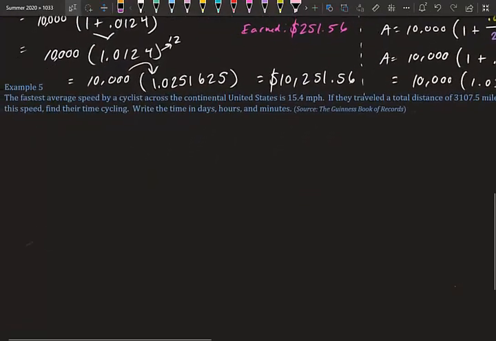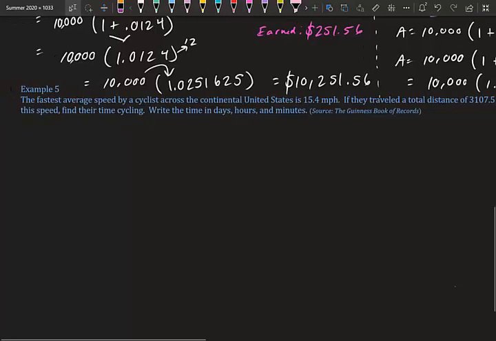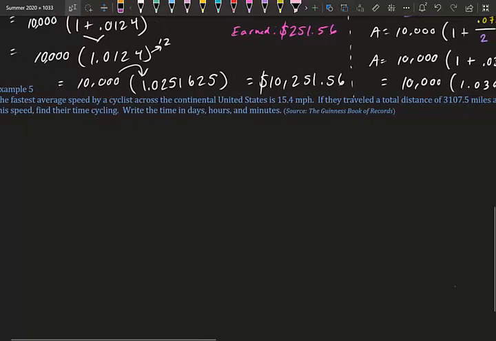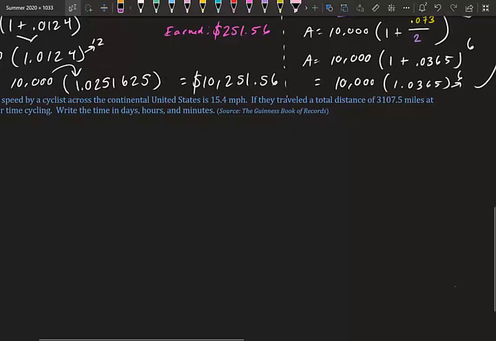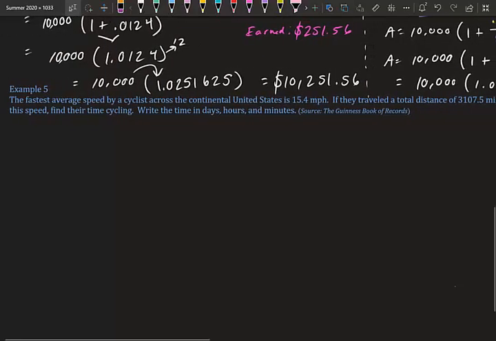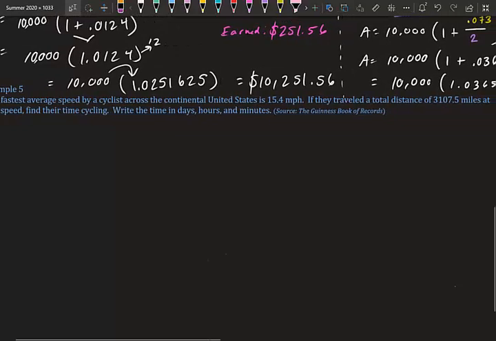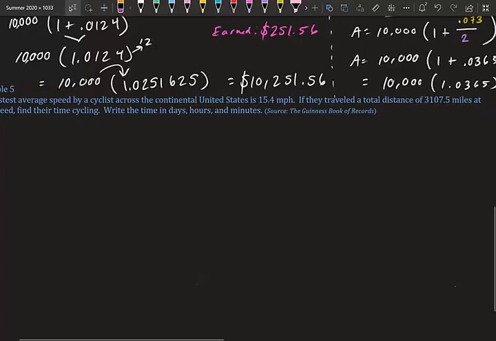All right. Example 5. The fastest average speed by a cyclist across the continental U.S. is 15.4 miles per hour. If they traveled a total distance of 3,107.5 miles at this speed, find their cycling time. Write the time in days, hours, and minutes. And that's from the Guinness Book of World Records.